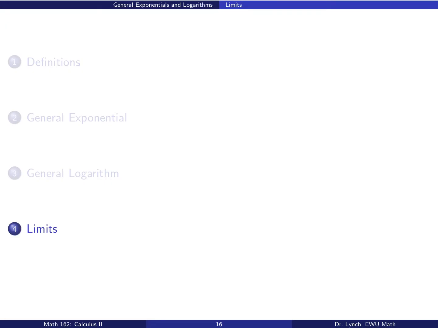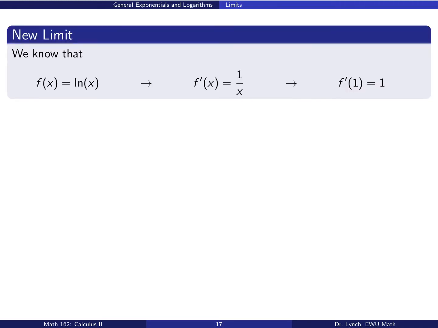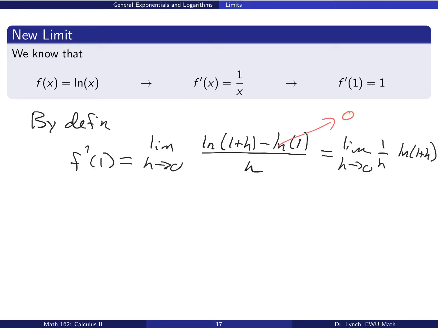Okay, let's go ahead and have a look at some limits. The limits involving these functions are based on the fact that the derivative of the natural log function is 1 over x. So f prime of 1 when f of x is natural log of x is equal to 1. So we can use the calculus 1 definition of the derivative. Remember that thing? F prime of 1 is the limit as h goes to 0 of f of 1 plus h minus f of 1 over h.